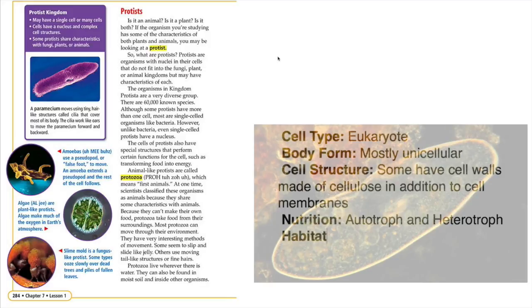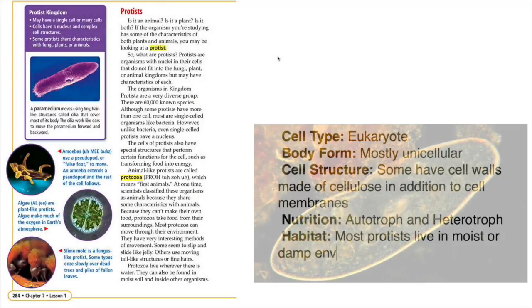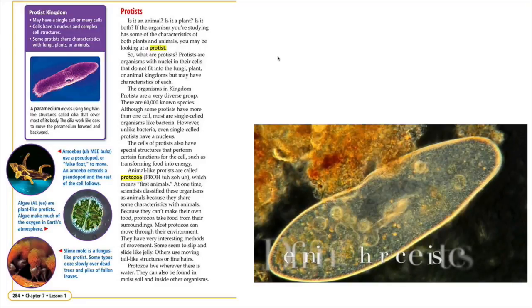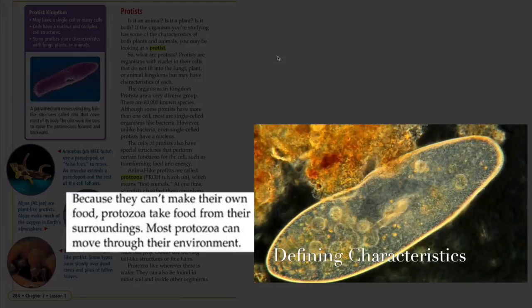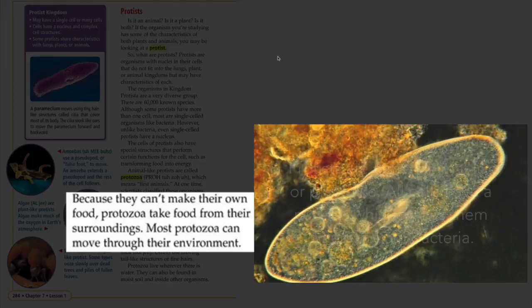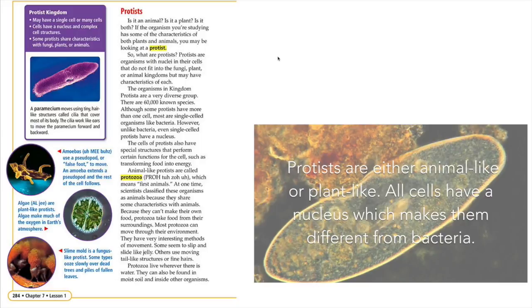Now, usually we will hear about animal-like protists. These are called Protozoa, which means first animals. At first, scientists classified these as animals, but later on, after more observations, they had to put them in their own group. But because they can't make their own food, they don't fit into the plant kingdom. Most protozoa move through their environment. They live wherever there's water or moist soil.